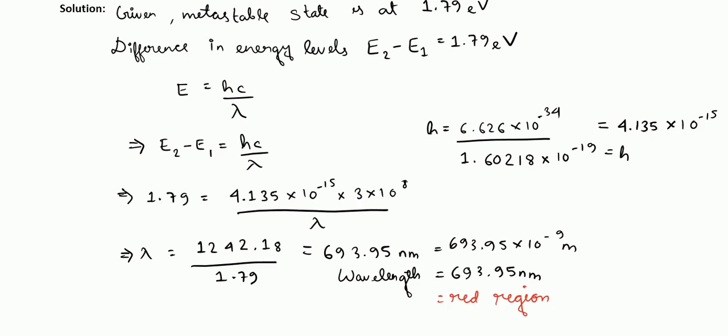So to summarize, we use the energy wavelength formula, which is E equals hc by lambda, and substituted the values. And then we calculated the wavelength of the light, which is 693.95 nanometers. Using these steps, we can calculate the wavelength for any given set of problem.